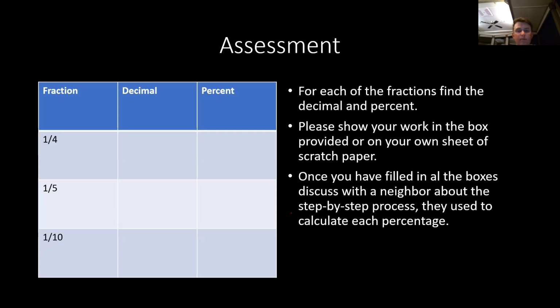Now it's time for your assessment. For each of the fractions, find the decimal and percent. Please show your work in the box provided or on your own sheet of scratch paper.